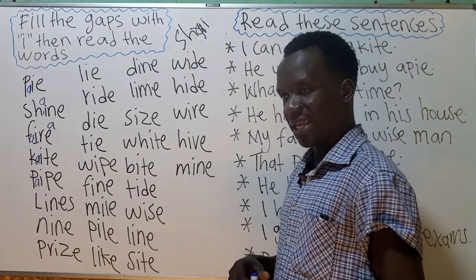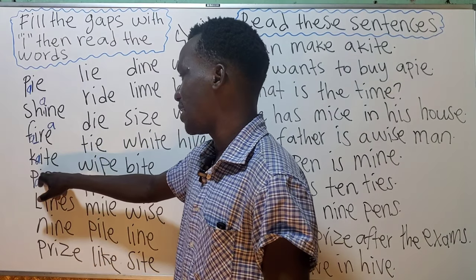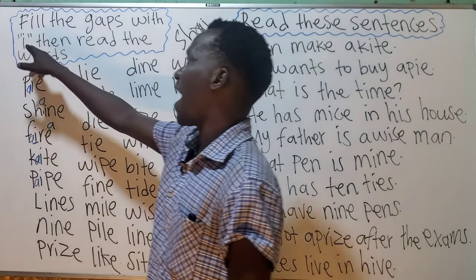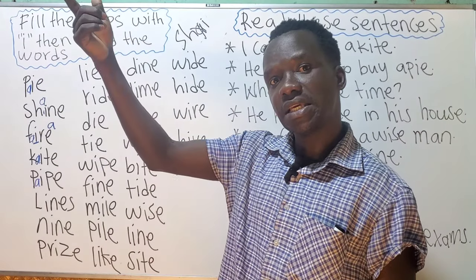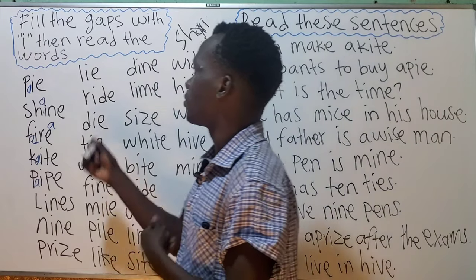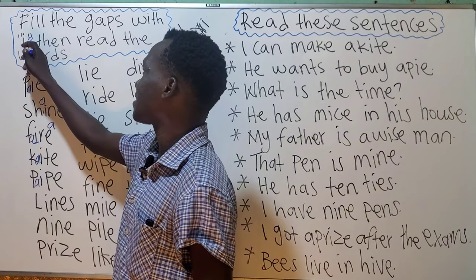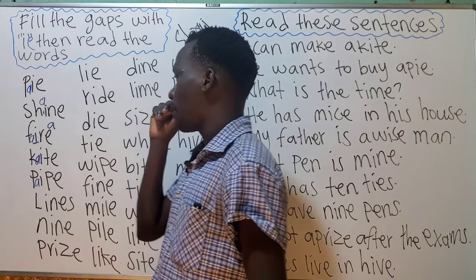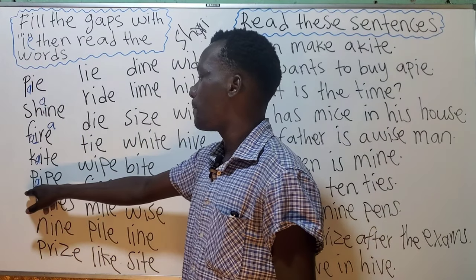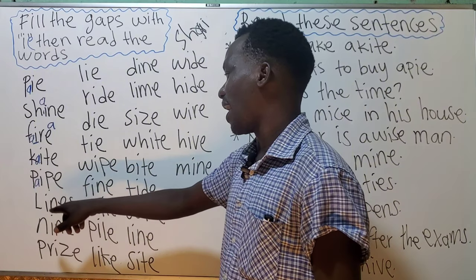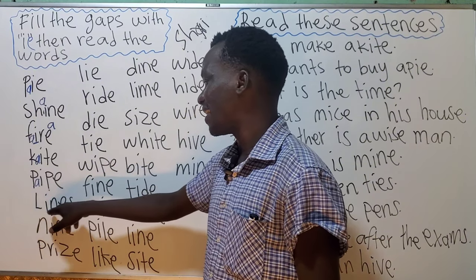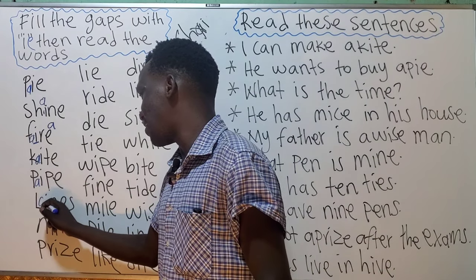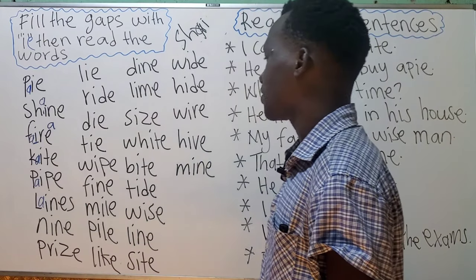Pipe. You hear E here, this E. As I told you at the beginning, this I sounds E. Okay? That I sounds like E. So it is pipe. And then lines. There's an invisible A here that you cannot see.